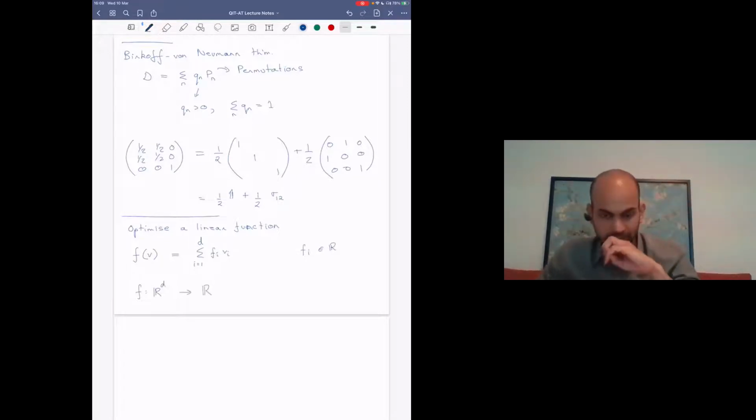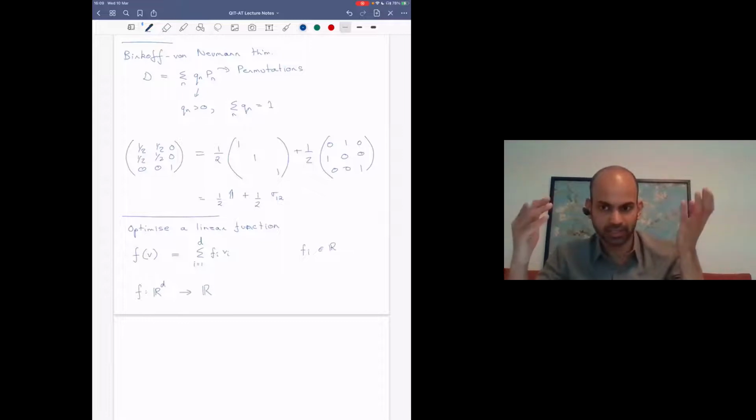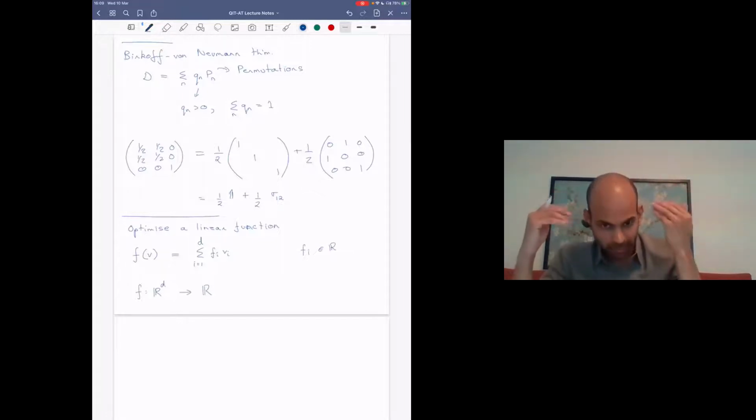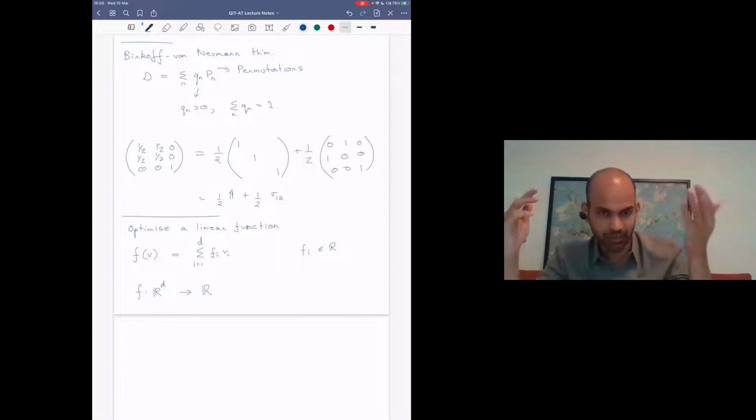And I want to find out, given an initial state V, if I am allowed to do any transformation that I like on this, any doubly stochastic transformation, what is the transformation that will give me the maximum value of this function or the minimal value of this function?